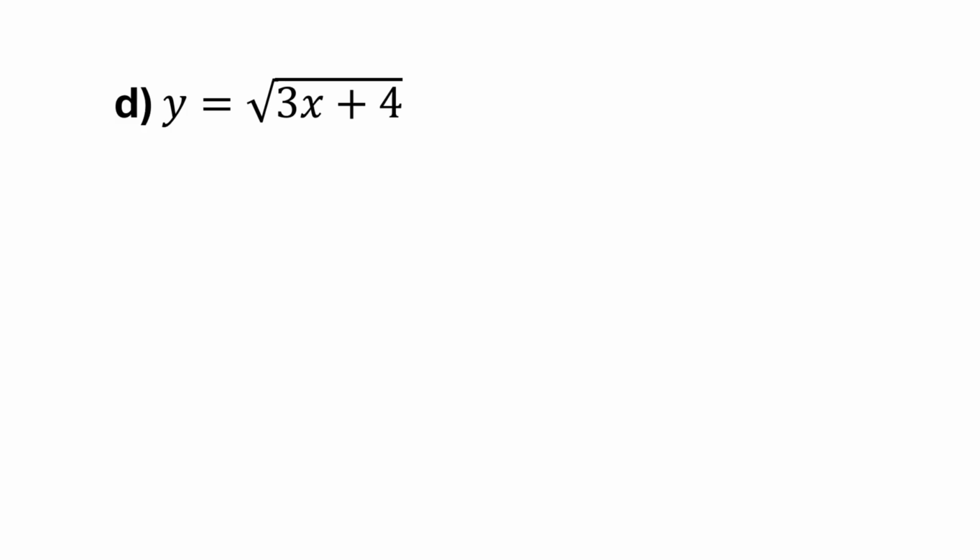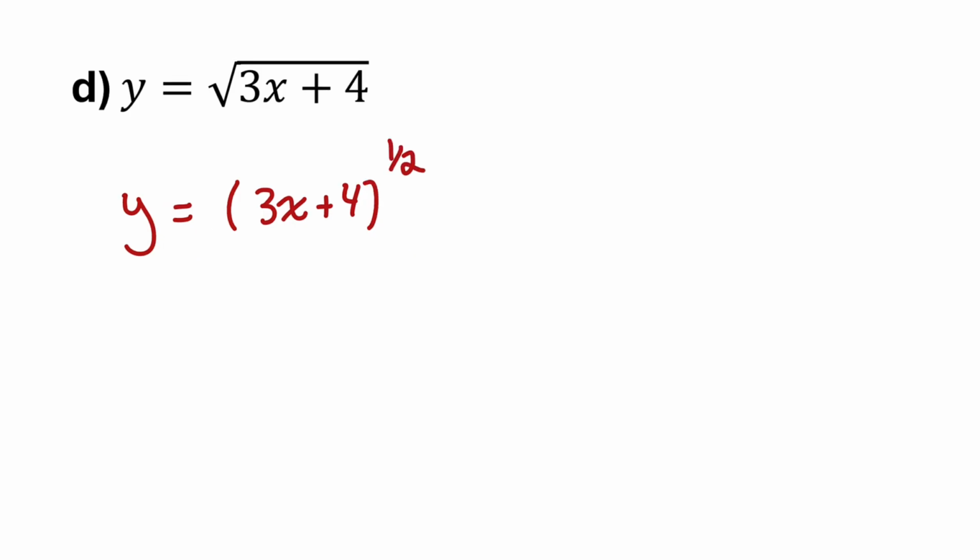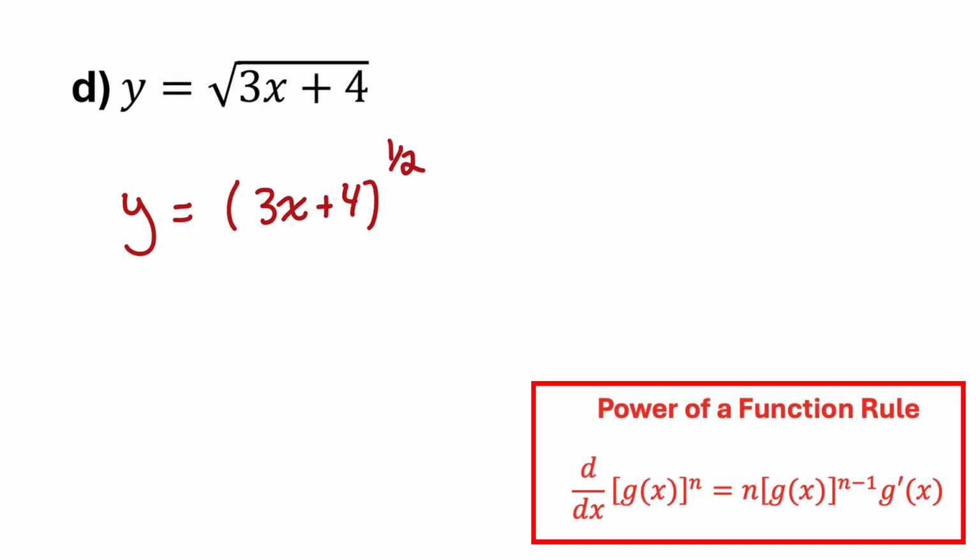Before differentiating it, it would be easiest if we rewrite it. That square root symbol, we can rewrite that as a rational exponent. A square root can be rewritten as a power of 1 over 2. And then to differentiate this, because what we have is a power of a function, right? This exponent is not just on x, it's on a function of x.